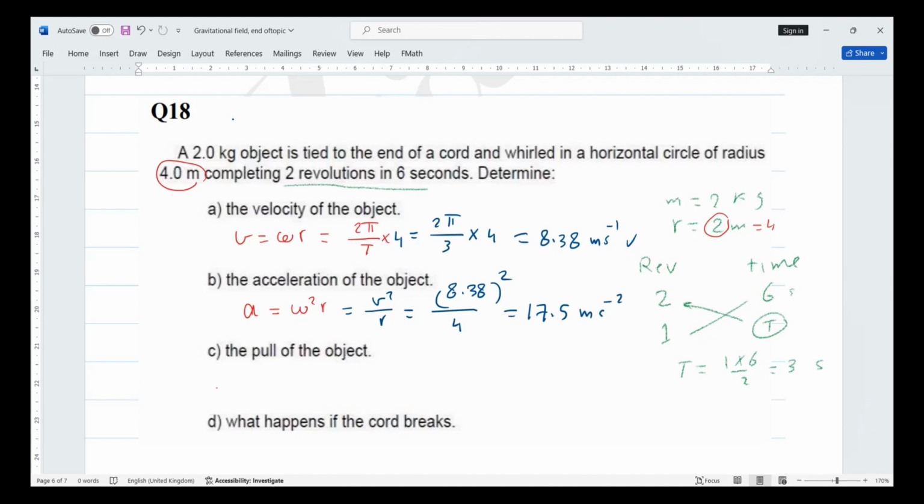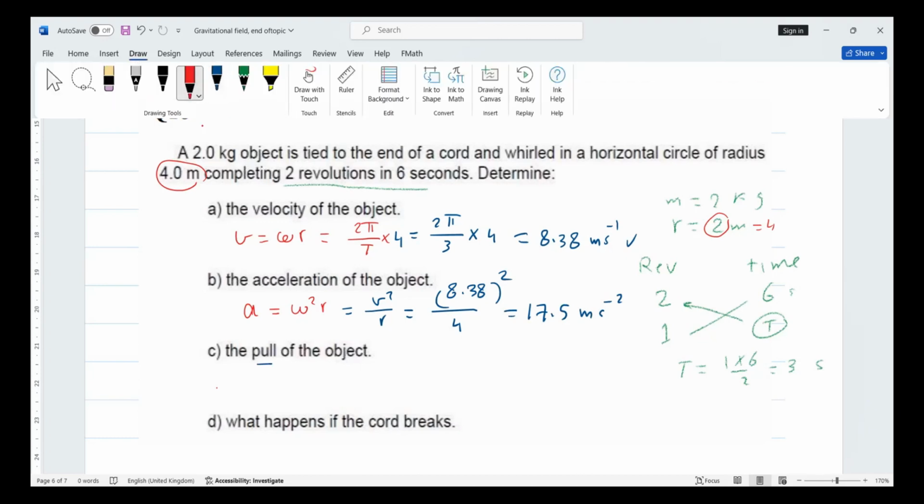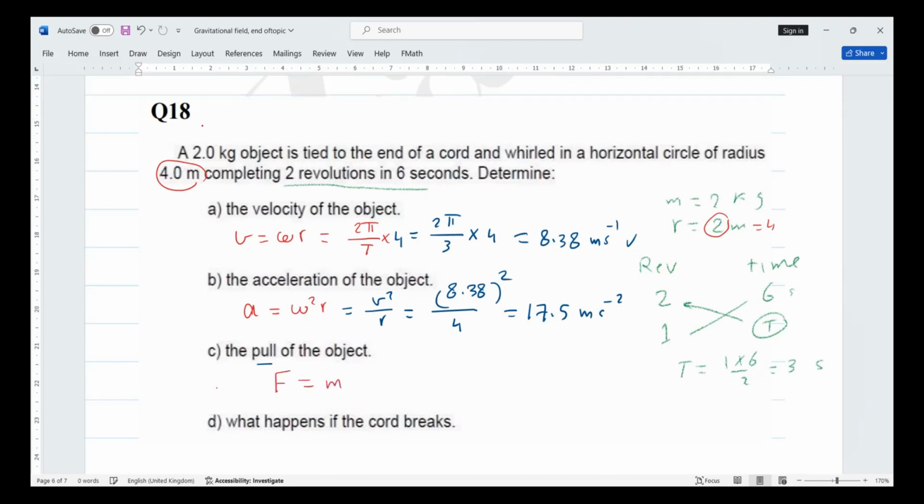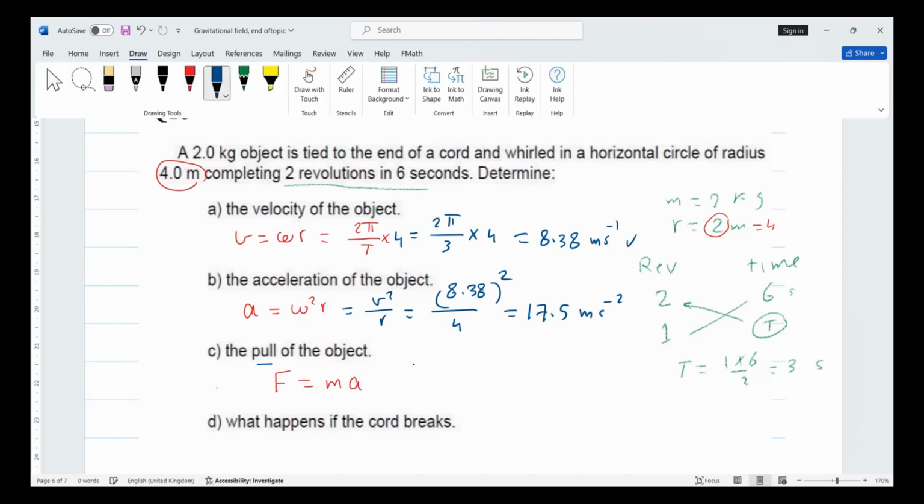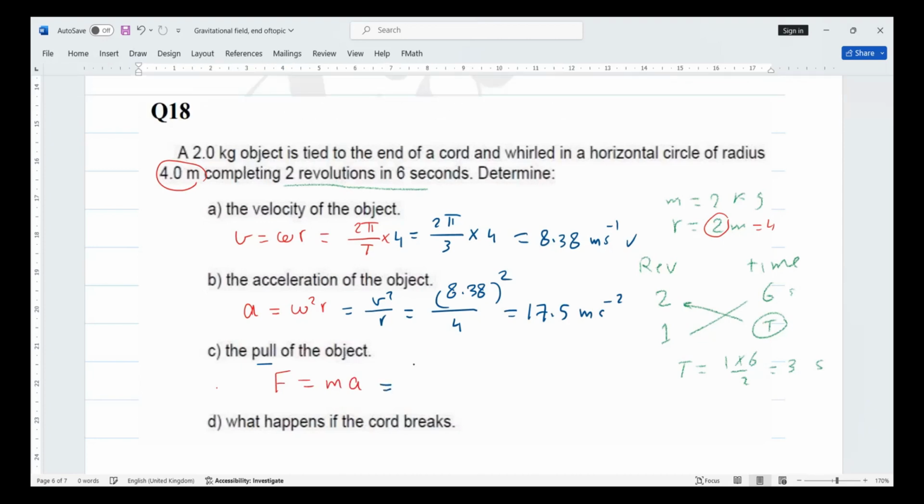Now, the pull of the object, the pull is the force. So what is the force? Is that answer correct, guys? It's MA. The mass is 2 kilogram, multiply the acceleration 17.5. So this multiply by 2 equals 35.1 Newton.